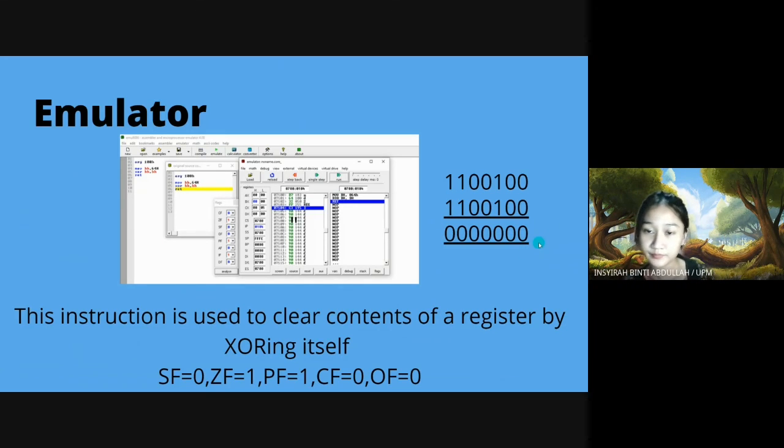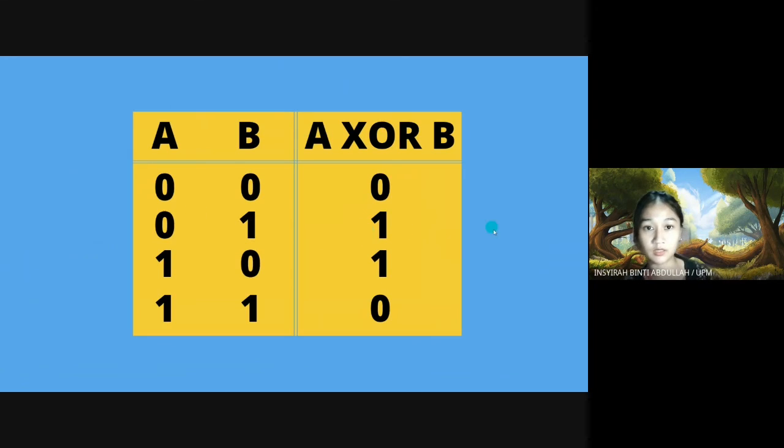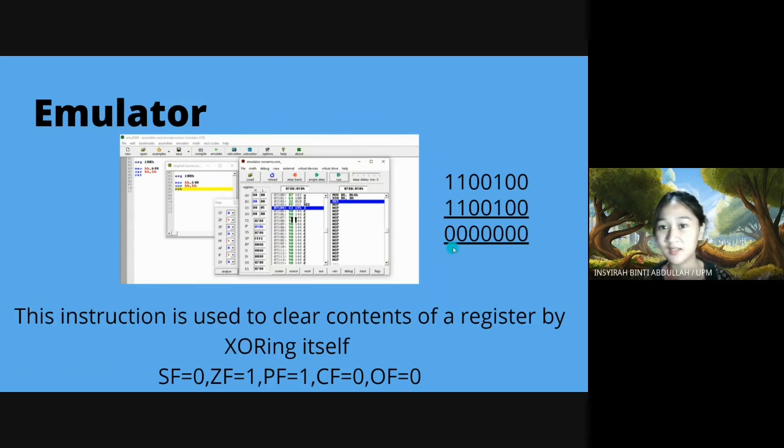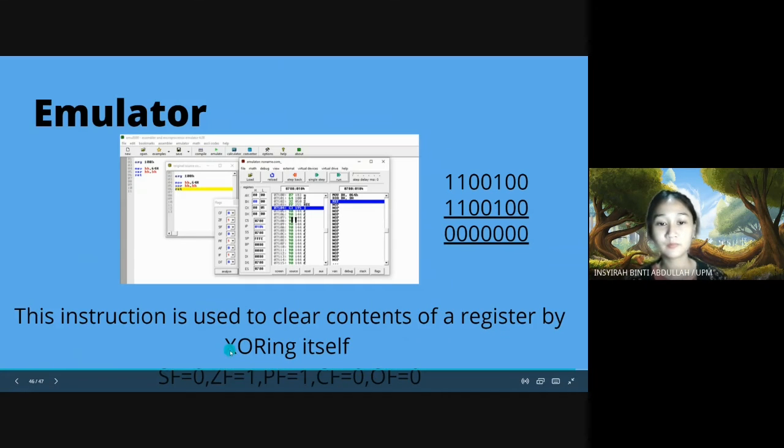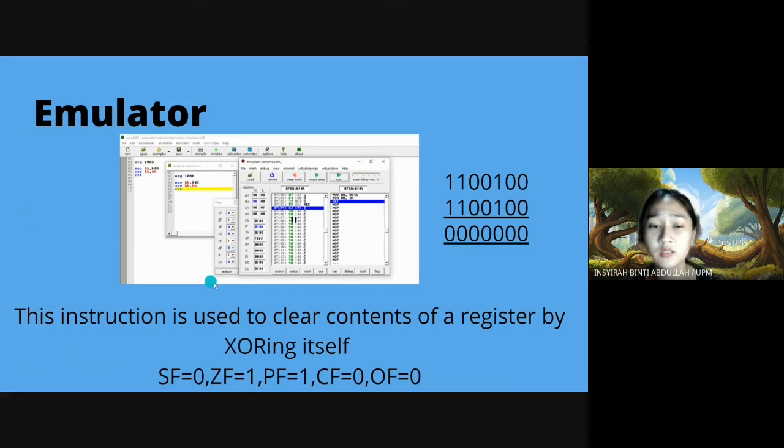where the result right here is 0, because you can see from the table here, the only time the result is set to 1 is when there are different numbers, but obviously all of this is the same, so the zero flag will be set to 1. And also the parity flag, actually you can see the flags from the emulator itself.